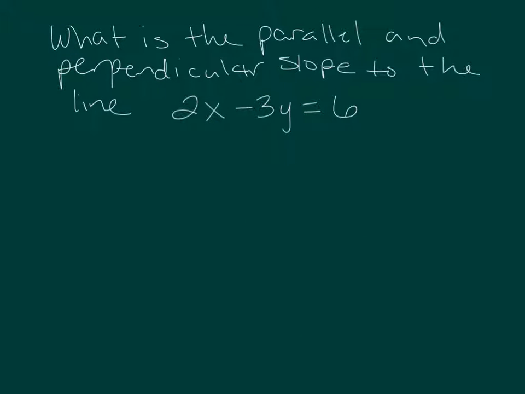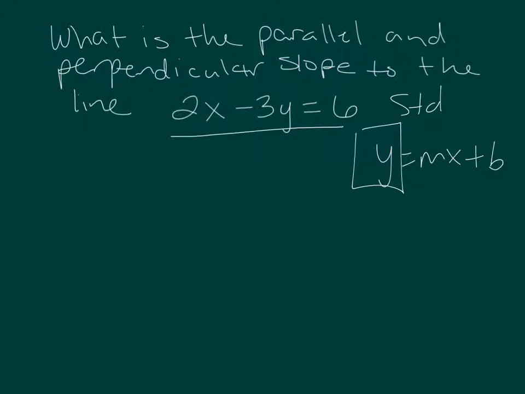Alright, so let's try a problem. This type of problem says, what is the parallel and perpendicular slope to the line 2x - 3y = 6? Right away I know this is in standard form because the x and y are on the same side. And if you remember, in order to find the slope, we want to get it to slope-intercept form. So I want to make it look like y = mx + b. In other words, I want to get y by itself. So we're going to take this equation and solve for y.